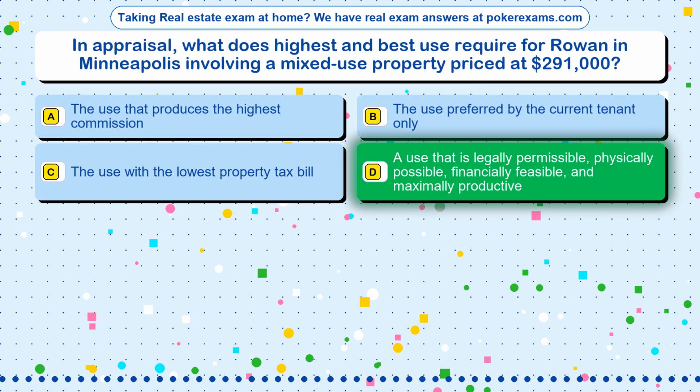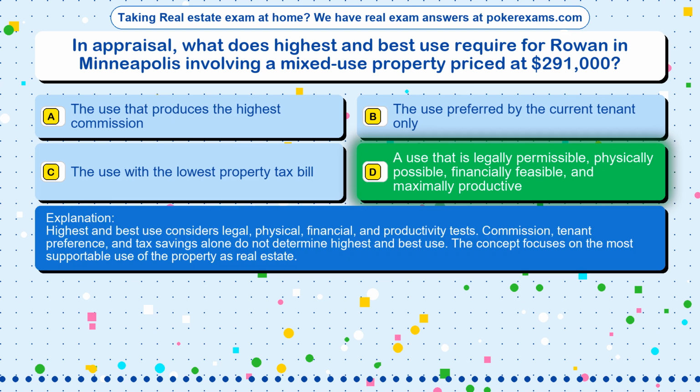The correct answer is option D. A use that is legally permissible, physically possible, financially feasible, and maximally productive. Highest and best use considers legal, physical, financial, and productivity tests. Commission, tenant preference, and tax savings alone do not determine highest and best use. The concept focuses on the most supportable use of the property as real estate.